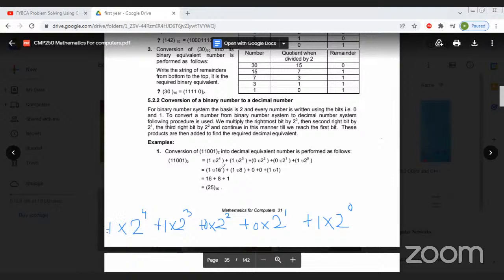Now see, 2 raised to 4 is 16. 2 cubed is 8, 2 raised to 2 is 4. But I am multiplying it by 0, so it becomes 0. Same way, here also 0. And here we know anything raised to the power 0 is nothing but 1. So once you come over here, you have to add it and compulsorily write this suffix, that is the base 10, because you have converted into decimal. Did you understand?